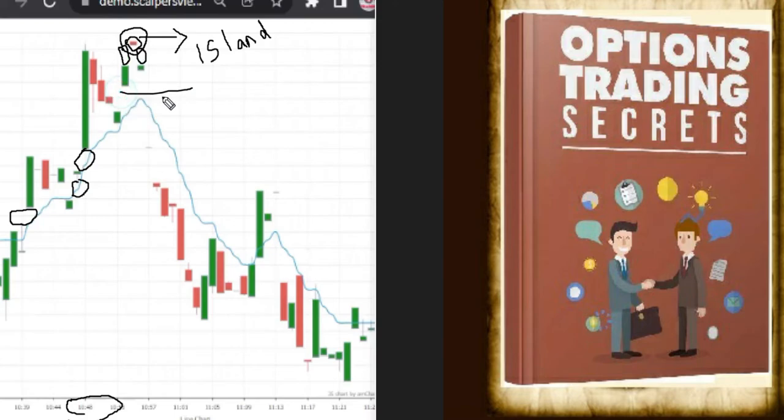Once price is trading here, I will be going for a put option. Why? Because I can see this island. If there is no island, I will not do this kind of thing. If there is an island, I can trade this as a trading opportunity. Okay, this is an island reversal pattern.